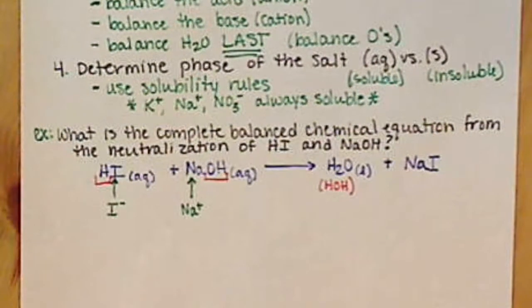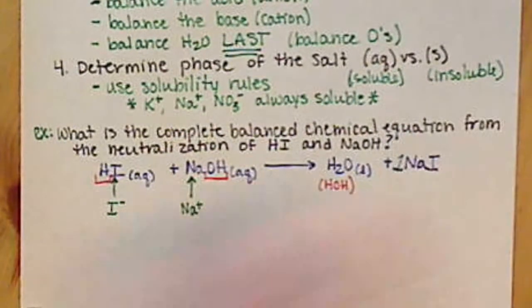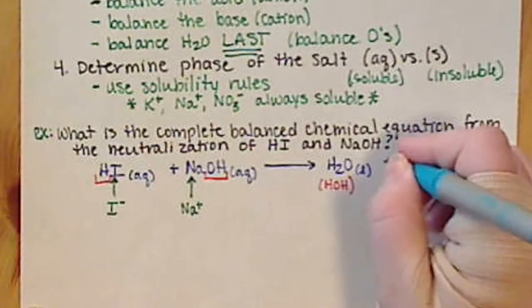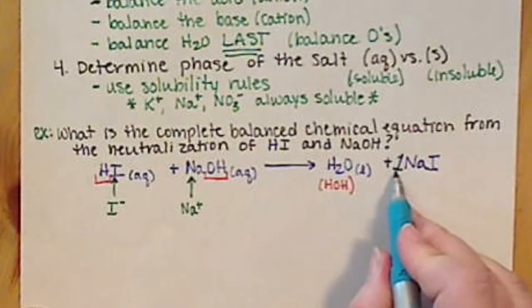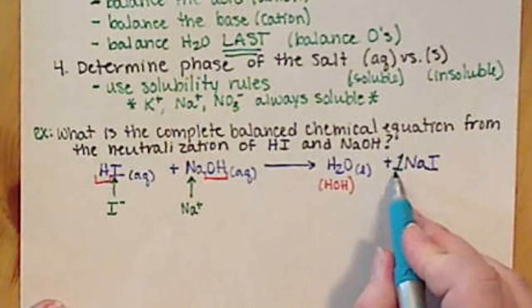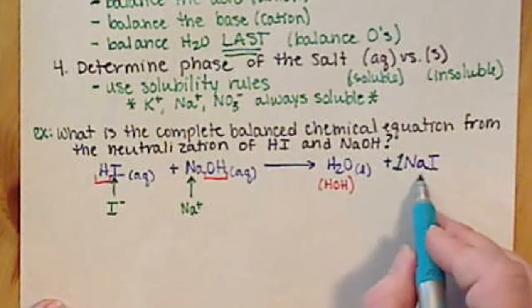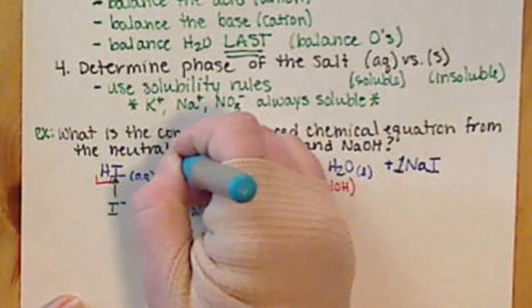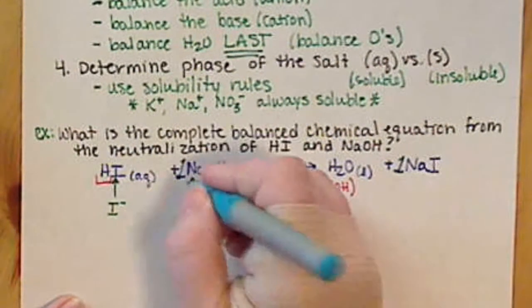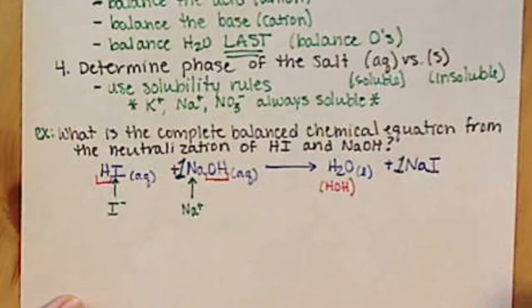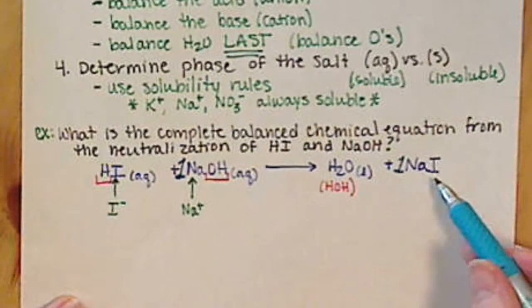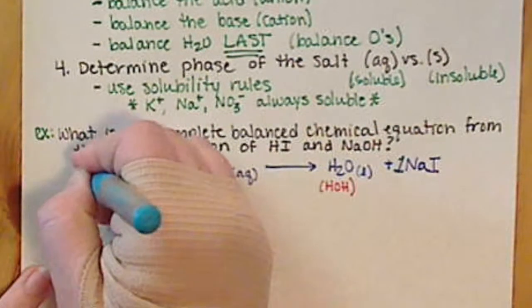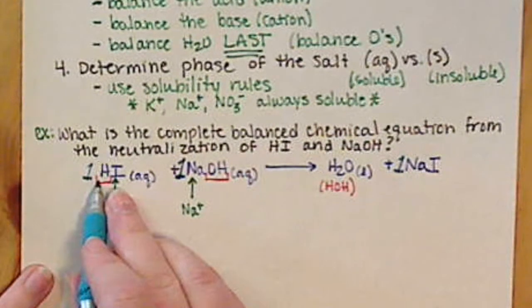Now to balance, okay, again we want to put a 1 out in front of our salt. So we have a 1 out in front of the sodium iodide. Then you want to balance your base and your acid. So we have 1 sodium ion, which means we need a 1 out in front of our base. We have 1 iodide, so we need a 1 out in front of hydrogen iodide.